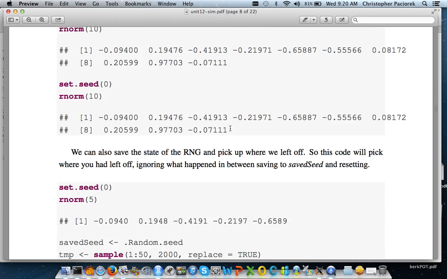But within the periodicity, so this is the idea of I have the circle, and to get all the way around the circle takes 2 to the 19,937. But because of the fact that I'm only representing the results of generating these random numbers as these 32-bit integers, there are going to be repeats of values in the sequence.